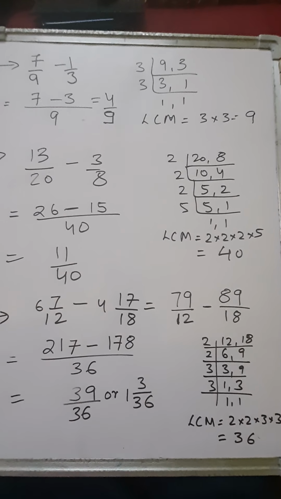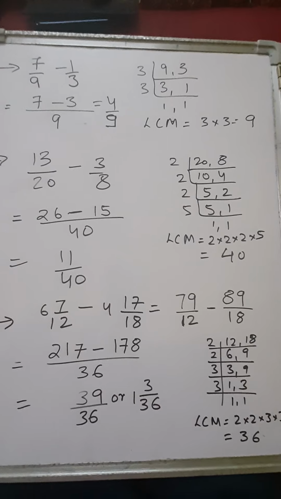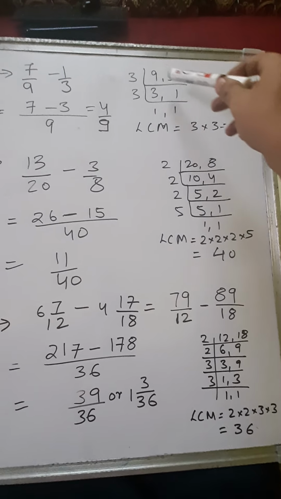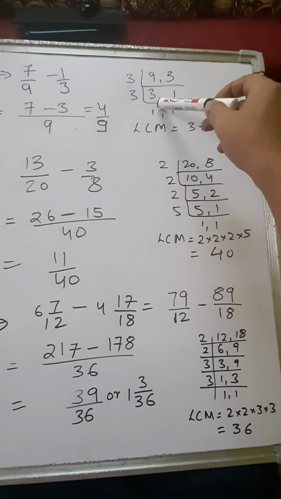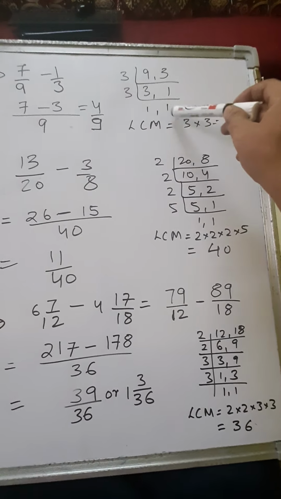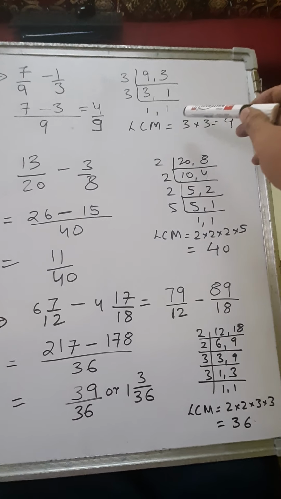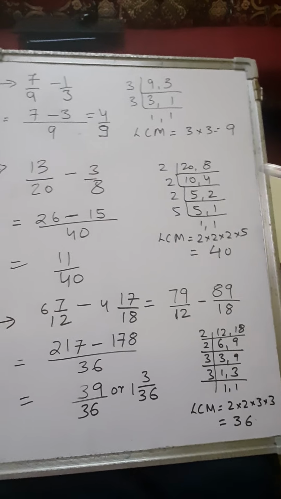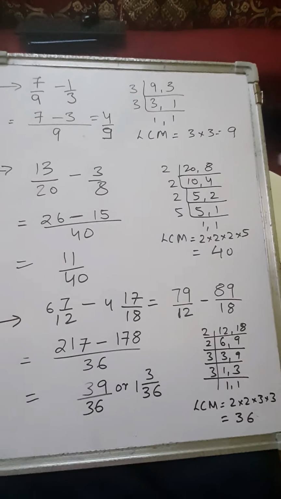So if you take the LCM of the denominators, 9 and 3, what will you get? This way we'll take the LCM, right? 9 and 3 are both divisible by 3. 3 3s are 9 and 3 1s are 3. This is again divisible by 3. 3 1s are 3. 1 has come at the bottom. So what is the LCM? 3 into 3, that is 9. So the LCM is 9, right?